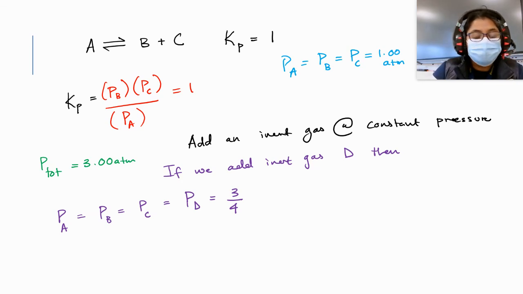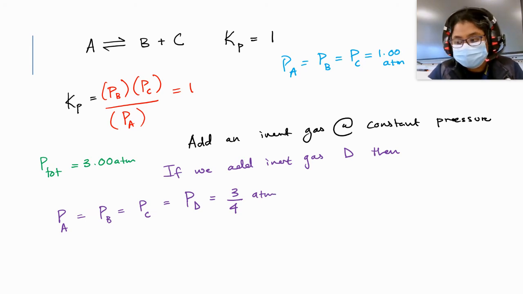Okay, so when you add an inert gas, you end up decreasing the partial pressures of the reactants and the products because you have to keep the pressure constant, but the volume increases. Okay, so now all of them are 3/4 of an atm because that adds up to 3 atm. Okay, P total is still 3 atm.